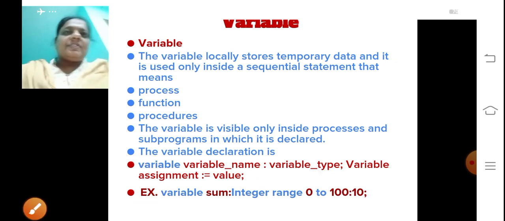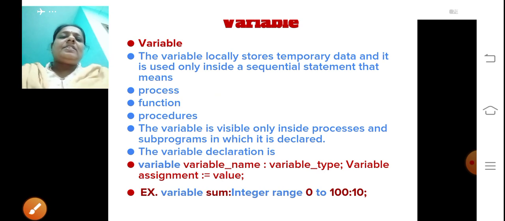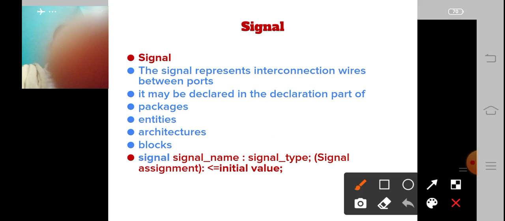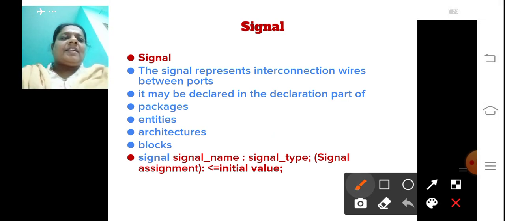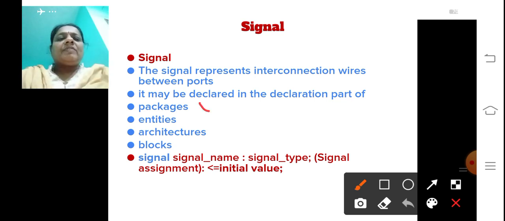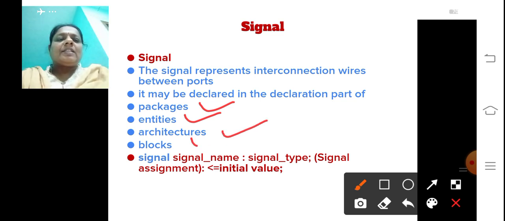Actually, all these things we studied in the previous video, I am just revising here. Points 1 and 2 are extra points here, and this is your signal. What is the signal? The signal represents the interconnection wires between the ports. It may be declared in the declarative part of the packages, entities, architecture parts and the blocks.